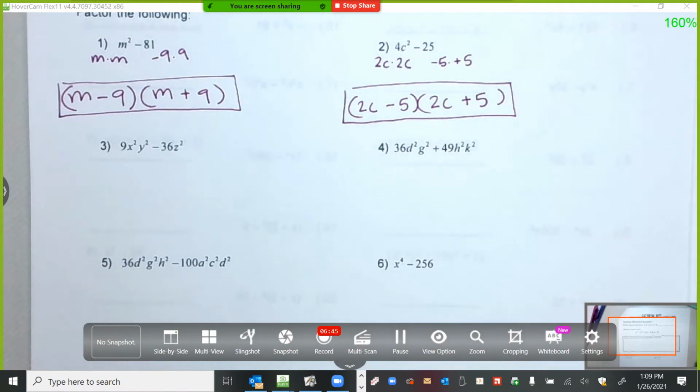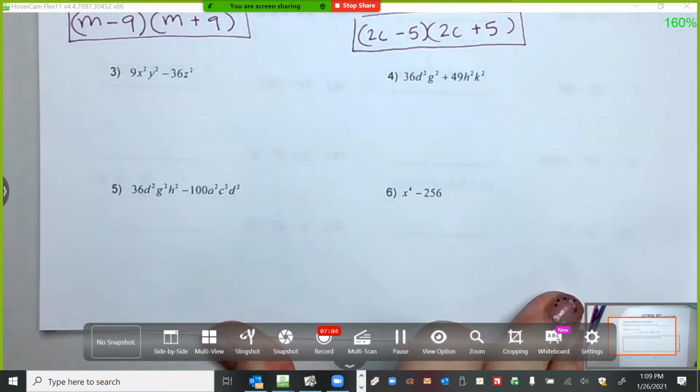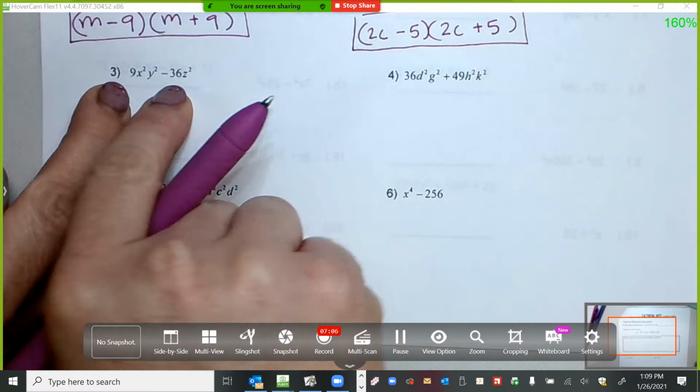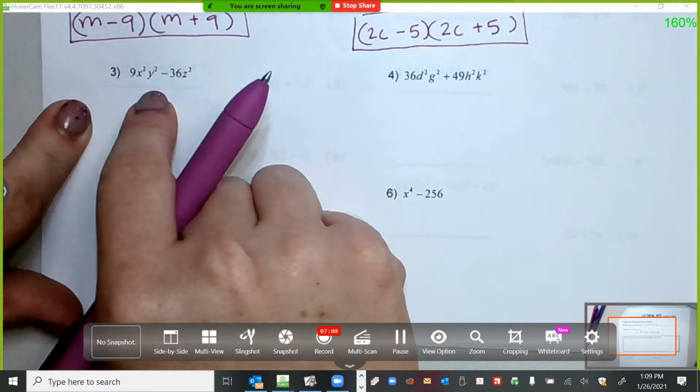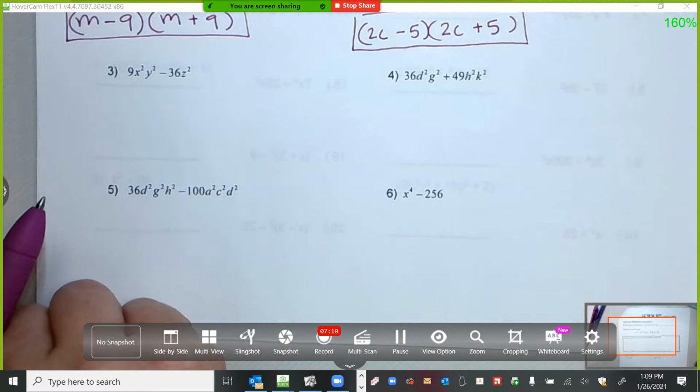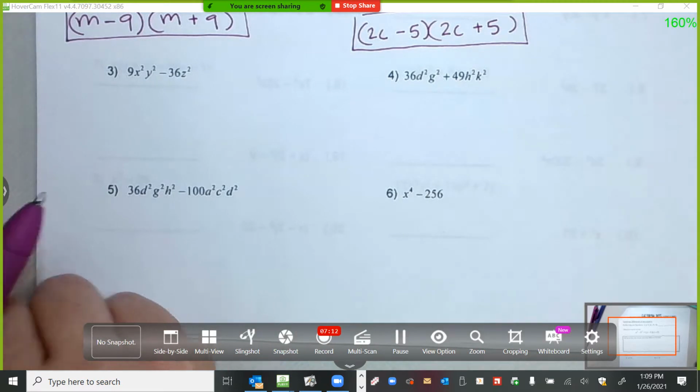Any questions with that so far? Okay, so now let's look at number 3. It has a 9 in the front. What is the GCF for that one? There is a GCF. What goes into 9 and 36? So here's my recommendation. What's the smallest coefficient, 9 or 36? 9. Does 9 go into 36? Yes. So 9 is your GCF.